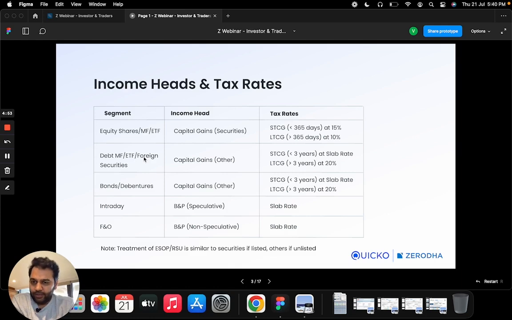And if they are held for more than 3 years, they are considered long-term capital gains and they are taxed at 20%. Now, similarly, bonds and debentures, government securities, treasury bills are considered other capital gains, and there's a similar kind of holding period and tax rates applicable on those as well.